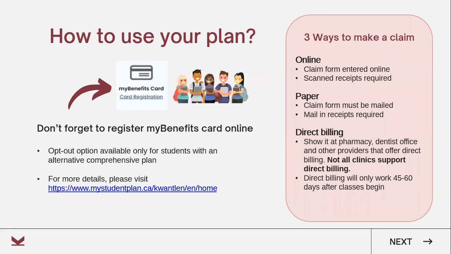And how to use this plan is very similar to the GuardMe plan. You can register your My Benefits card online. Basically, they'll send you again a digital card that you can show wherever you go for your services. And again, they might be able to accept direct billing where you don't need to pay upfront, but not all, right? Not all clinics or places accept that. So again, make sure you have your payment and be prepared to pay upfront.